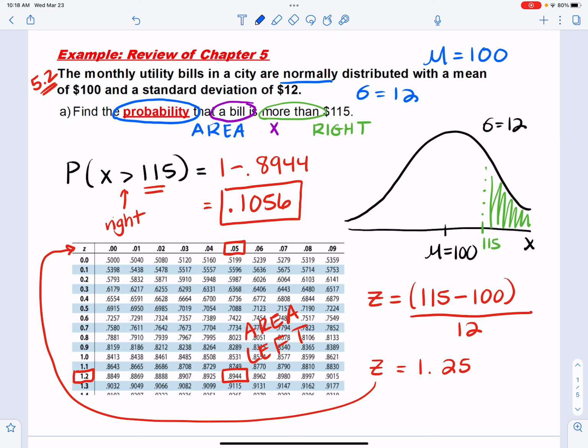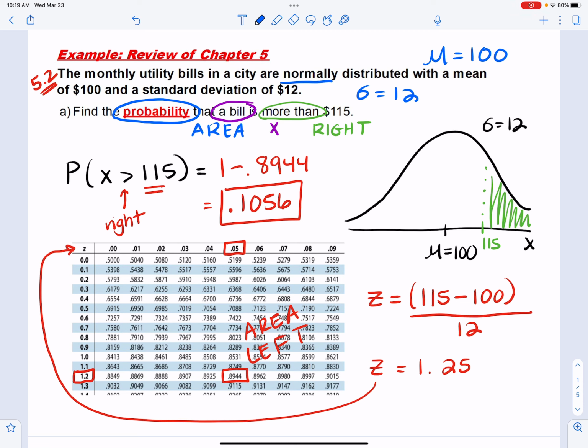Okay, so now that we've gone through and looked at how we would approach each of these problems using the table, I'm going to go back and show you the equivalent using the normal calculator in StatCrunch. The main thing about using the normal calculator in StatCrunch is you have to make sure that you have the proper standard deviation, and you have to make sure that you're putting things in the right boxes based on whether it's a data value or an area.